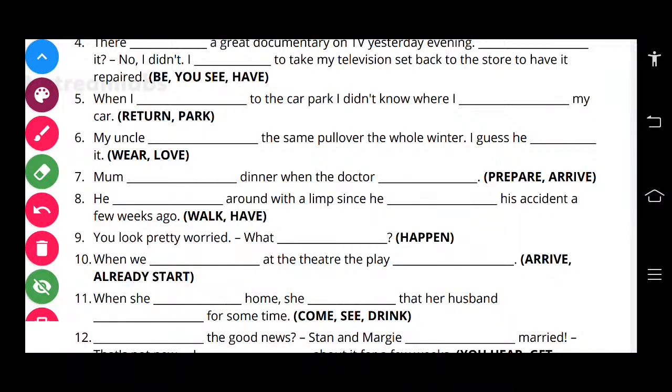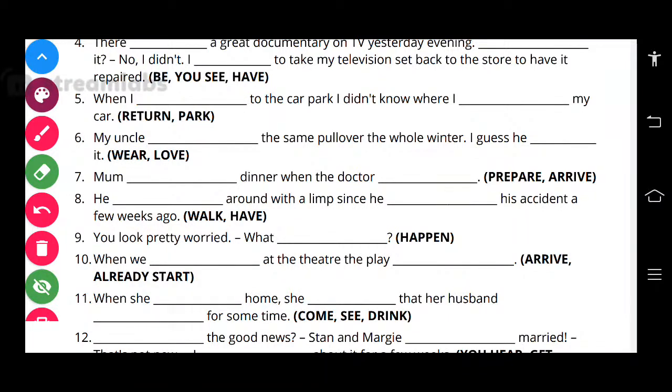So an earlier completed action has to be expressed by using had plus V3, whereas a later completed action has to be expressed by using the second form of the verb given in the bracket. So it was given arrive. As it comes under the later completed action, it is to be used in the second form, whereas the play start has been considered as the earlier completed action. Therefore, it has to be used like had already started.